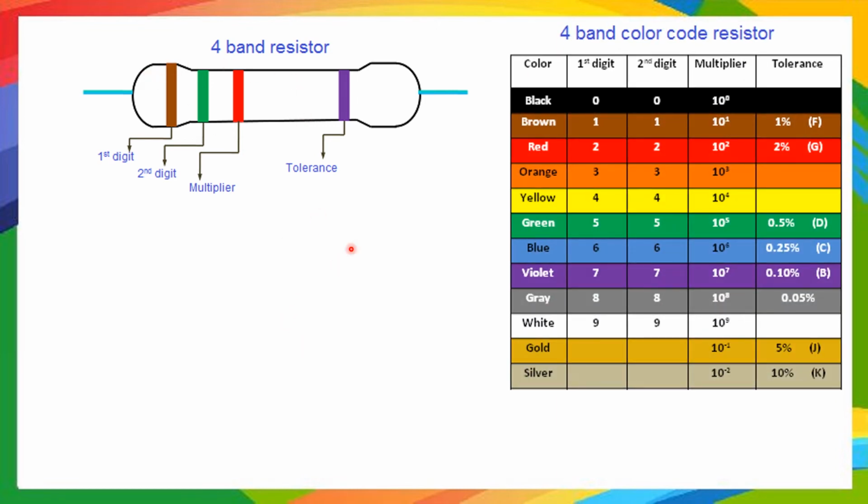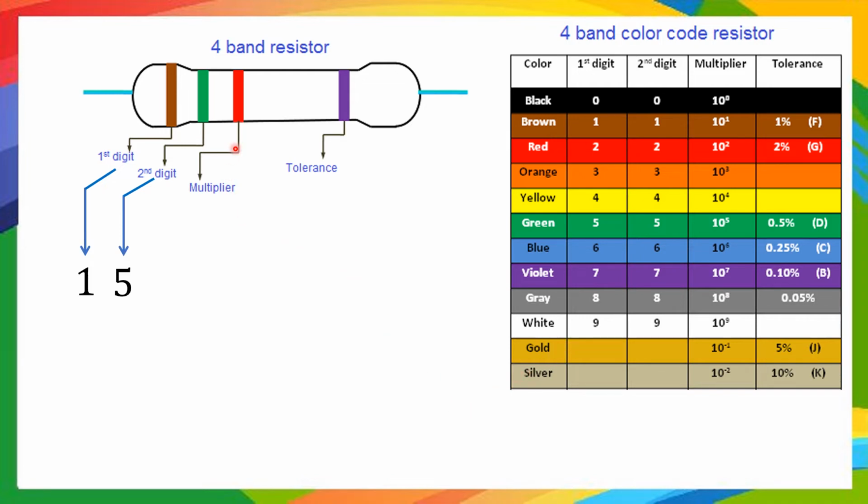So here I am decoding this resistor. See here, first digit. Here is the 4-band color code decoding table. The first color is brown. The first color shows the first digit of the resistance value. So the first color is brown, so the first digit is 1. Next, the second digit is green. See here, this is the second digit. Second digit is green, so it is 5.